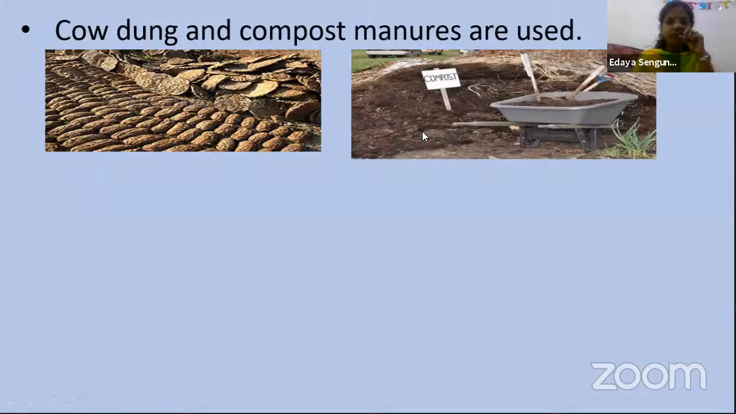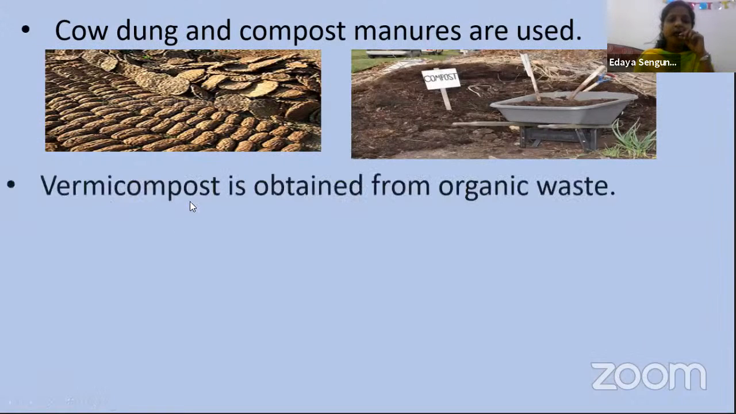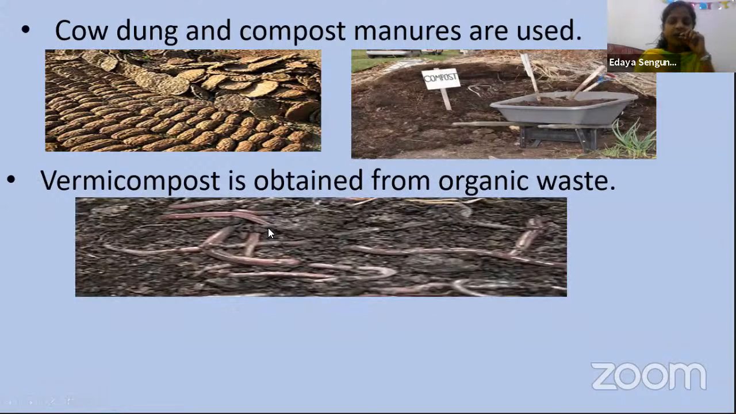See how compost is formed. Along with the soil, the waste material is mixed up, and then this is put in the farming land mixed with the soil, and we get a natural good production. Now, vermicompost is obtained from organic waste. Vermicompost is made with the help of earthworms. We put the earthworms in the soil or in the waste, and then these earthworms convert the waste into a good compost, which is known as vermicompost.